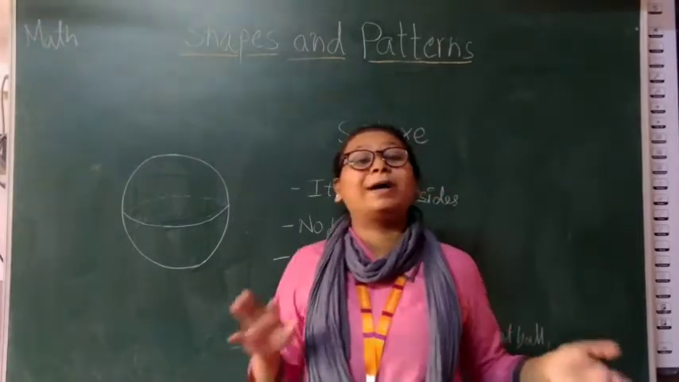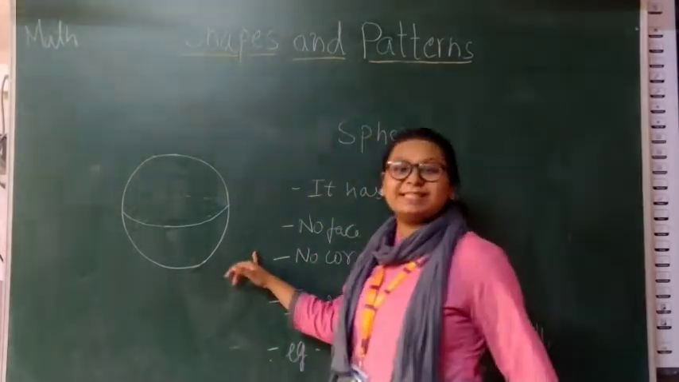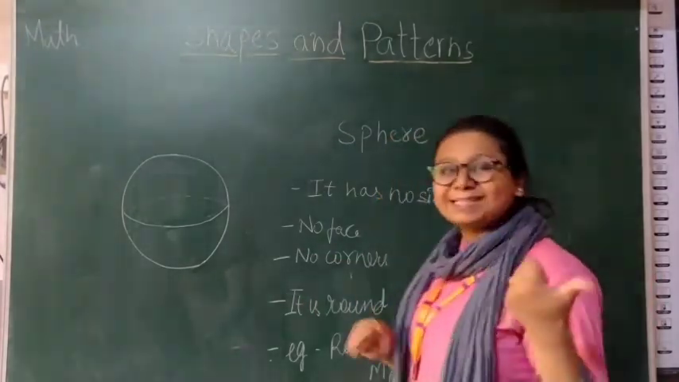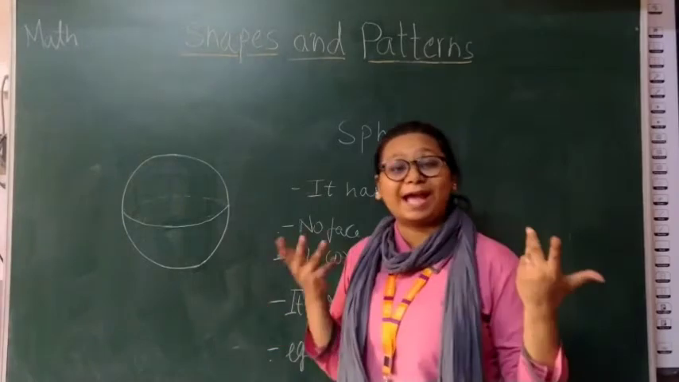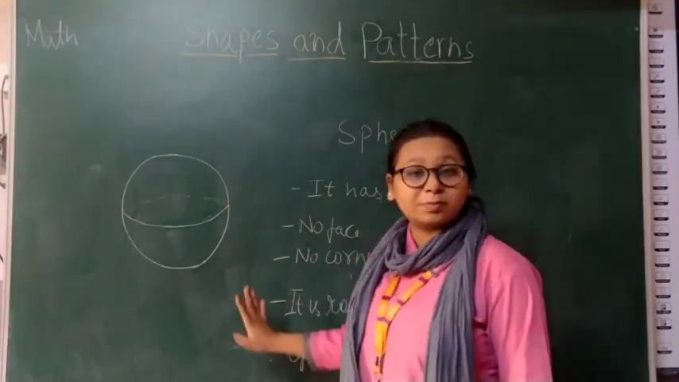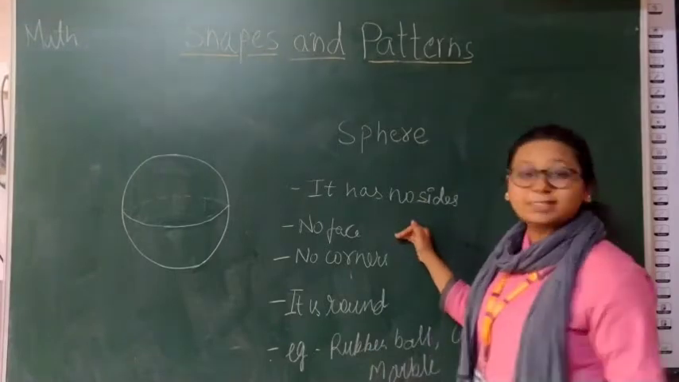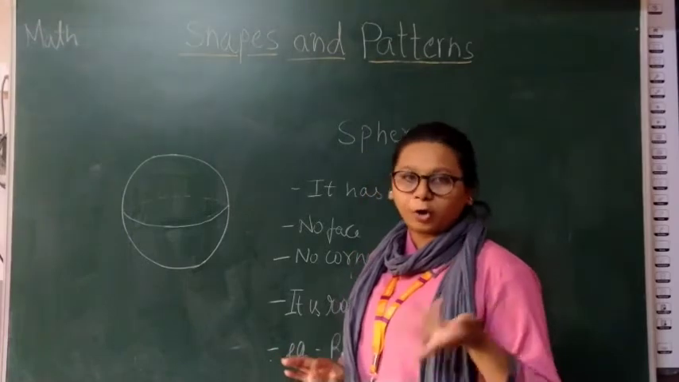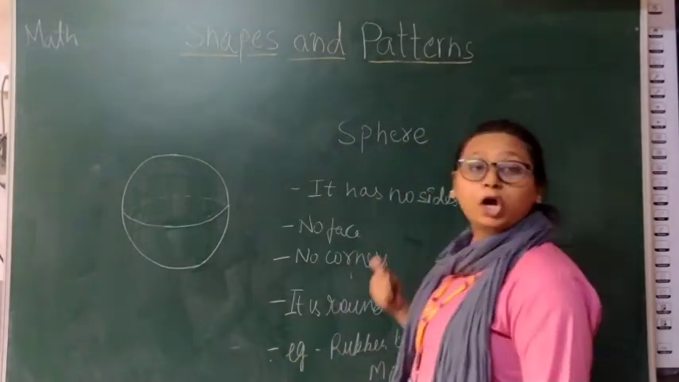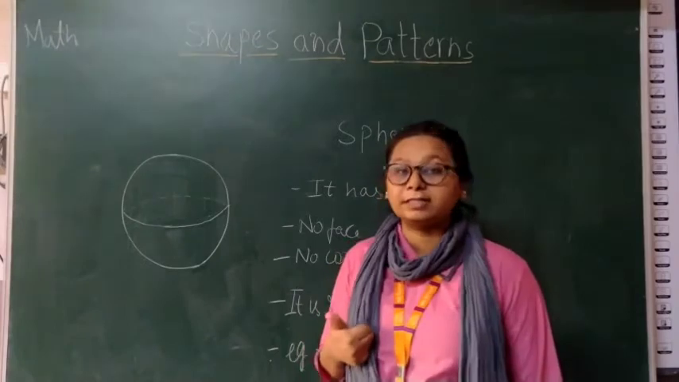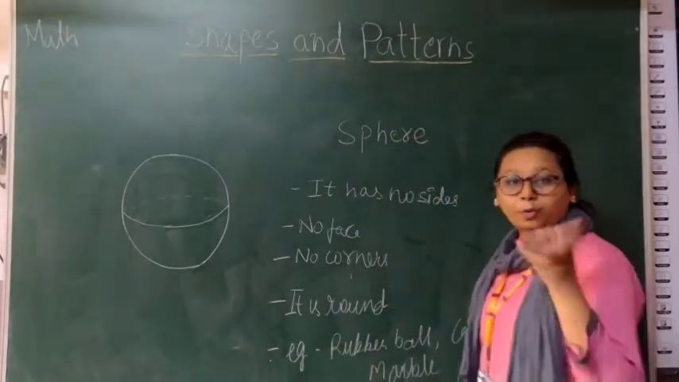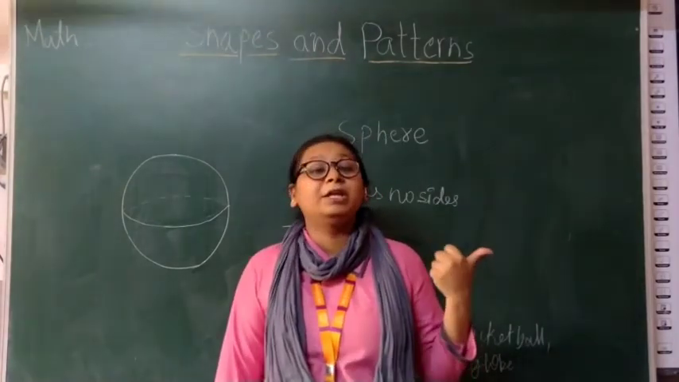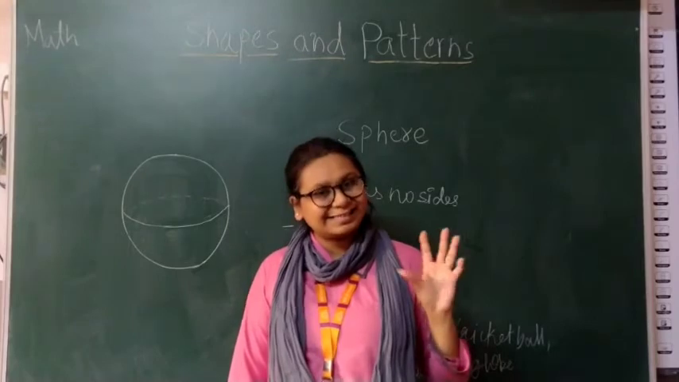So students, now coming to sphere. Now students, see, a sphere looks like a ball. Sphere has no sides, okay? Same like a circle, a sphere also has no sides. See, you cannot spot any side over here. It has no face, okay? A sphere has no face. It is round on all the sides. It has no corners, okay? There is no corner in a sphere. Also, it is round, okay? So a sphere has no face, no sides, no corner, and it is round.